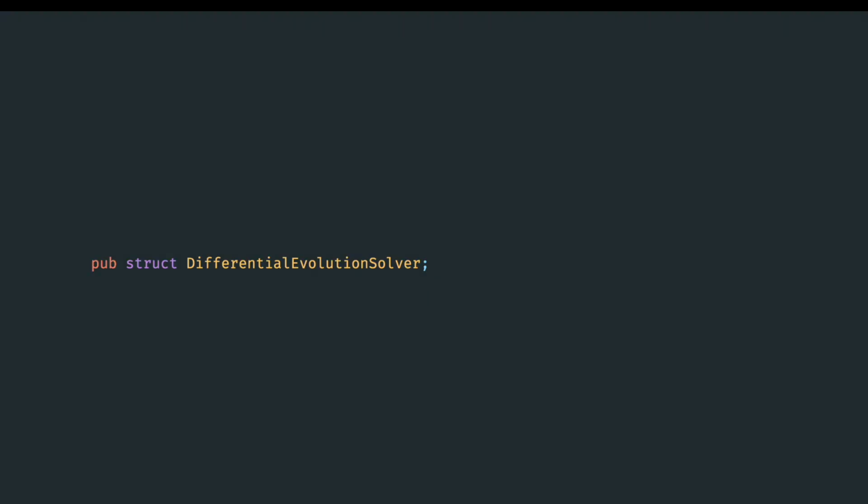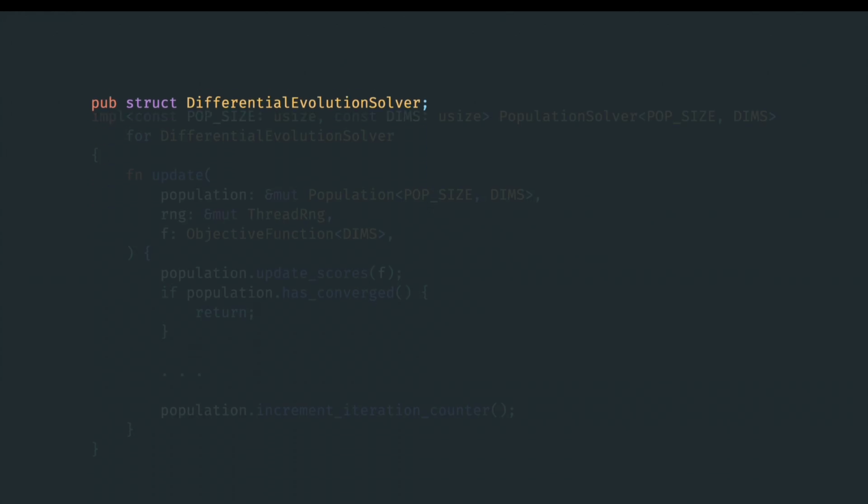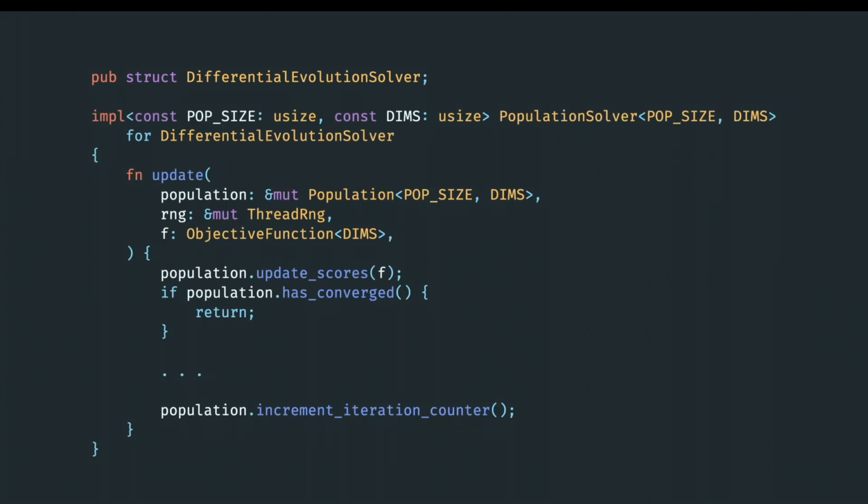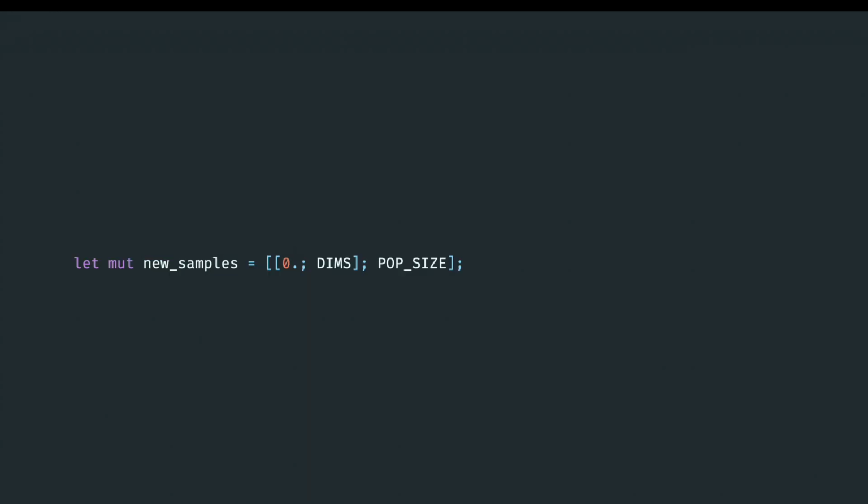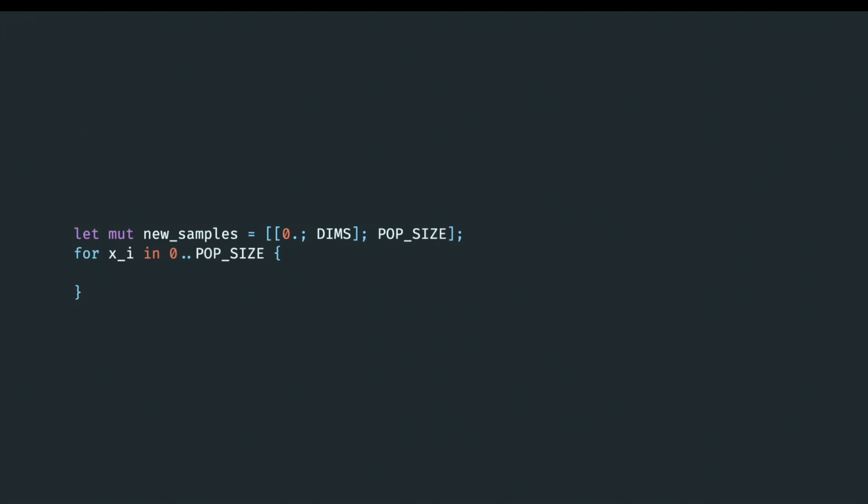Just like with the genetic solver, we define a unit marker struct, DifferentialEvolutionSolver, and implement the PopulationSolver trait for it. The update function is also similar. We update the scores and sorted scores arrays and check for convergence before the core logic. In the core logic, we initialize a new samples array. In our DE implementation, we are not retaining any samples, but try and replace each one of them.